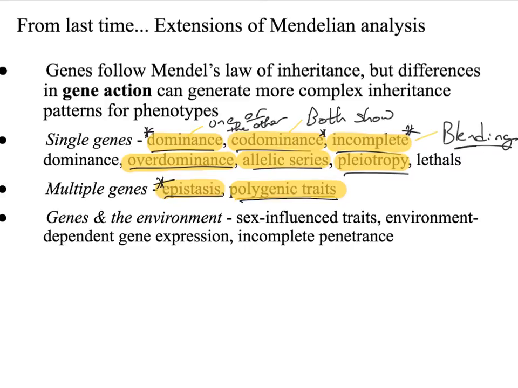So genes and the environment, sex-influenced traits, environmental dependent gene expression, and incomplete penetrance are also things that happen in gene expression or gene action. So you can have genes that are impacted by other alleles, depending on which allele you have. They may also depend on whether another gene in the DNA, even on another chromosome. Not only can one gene be codominant, not only can they be incompletely dominant, not only could one also impact more than one trait, but on top of all that, the environment can also influence the genes themselves.